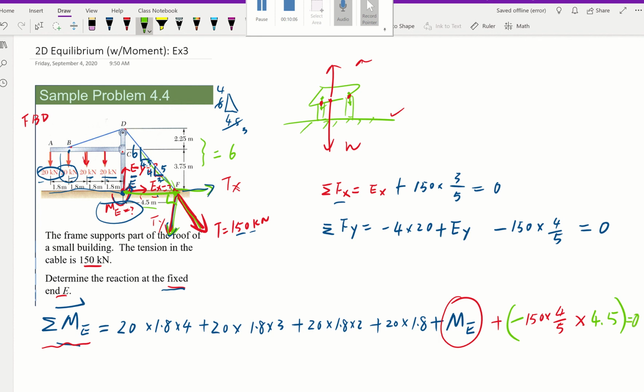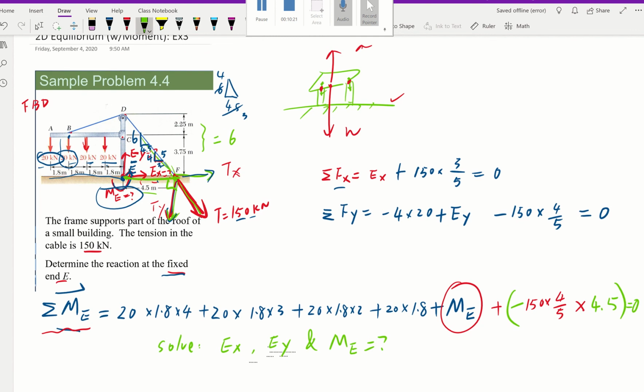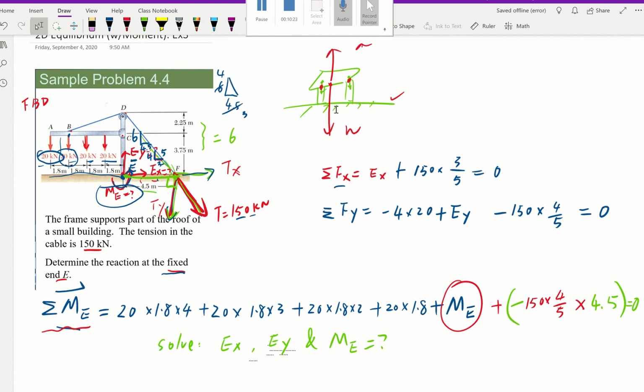So again, using linear equations, you can solve for your EX, EY, and ME. I suggest you go ahead and find the answer using your calculator or linear equations online, like Wolfram Alpha.